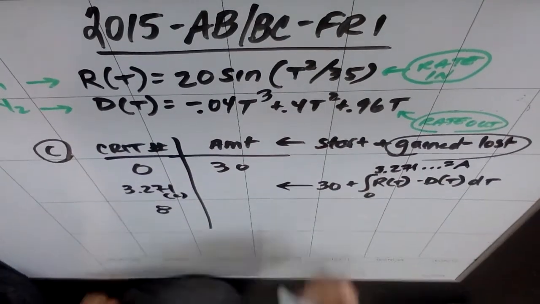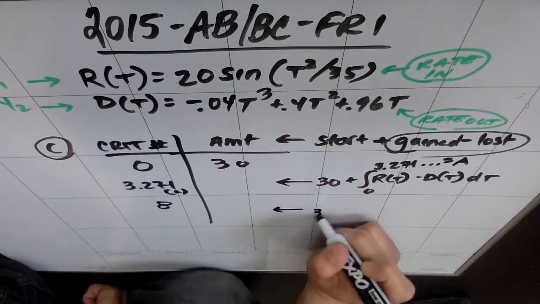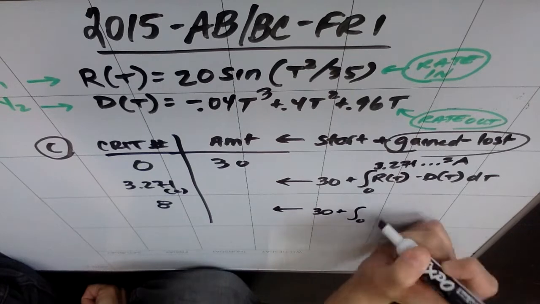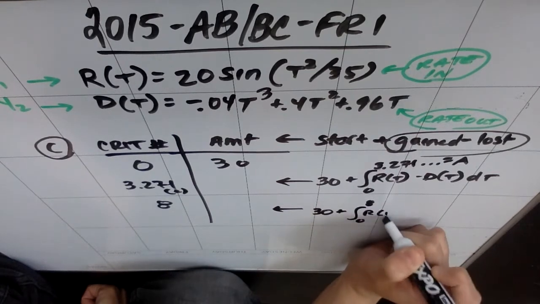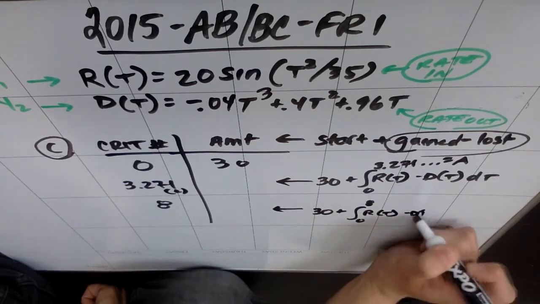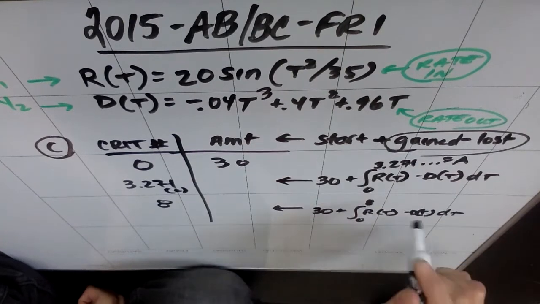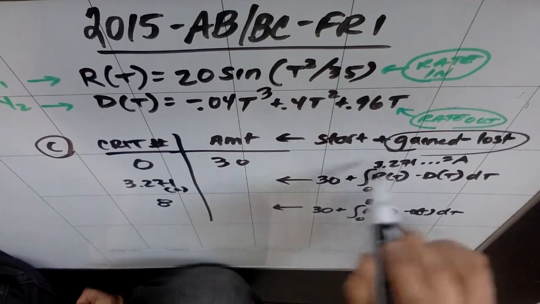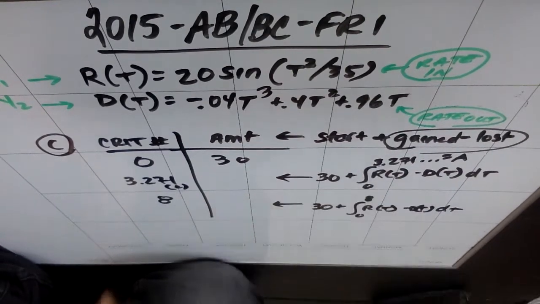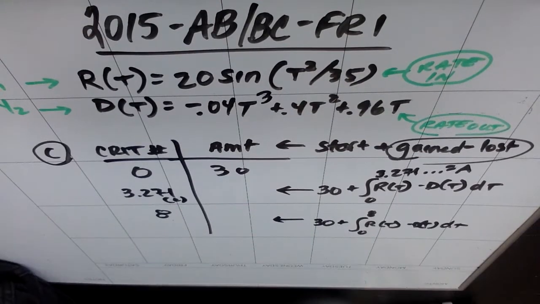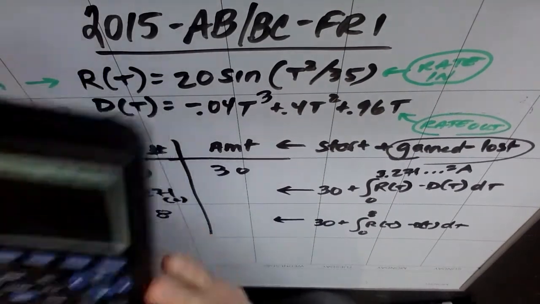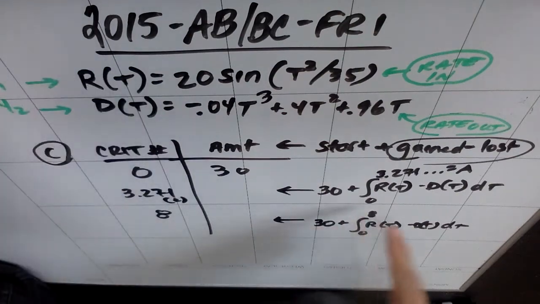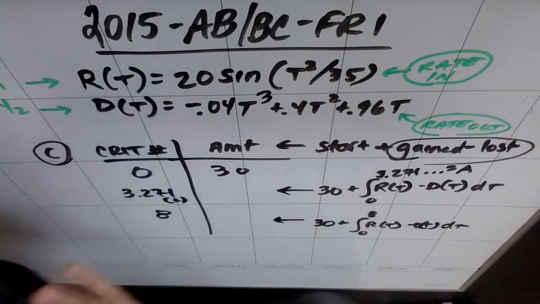If I want to find the amount at 8, I'm going to use the same formula, 30 plus the integral from 0 to 8 of R of t minus d of t dt, because this is the amount I gained over that window, and this is the amount I lost in that window. So I'm going to go ahead and find those two numbers, and I can actually be pretty lazy about it. I can type this once and then just change the A to an 8.